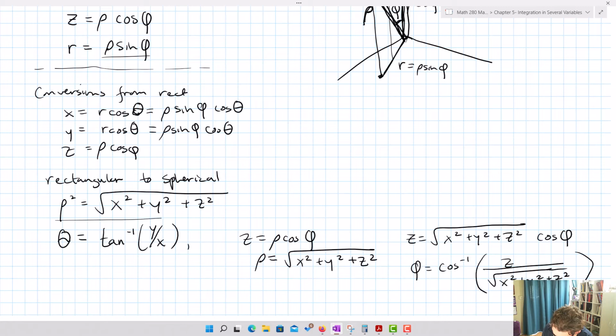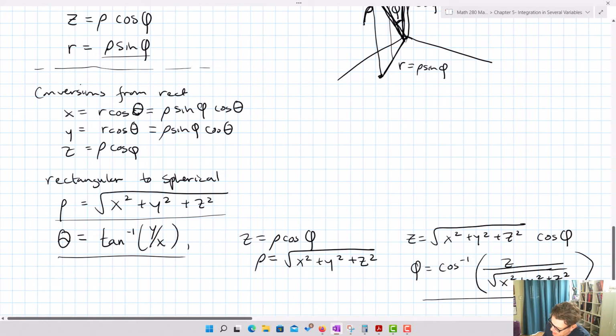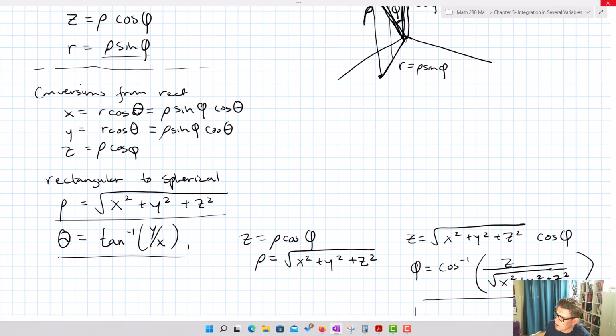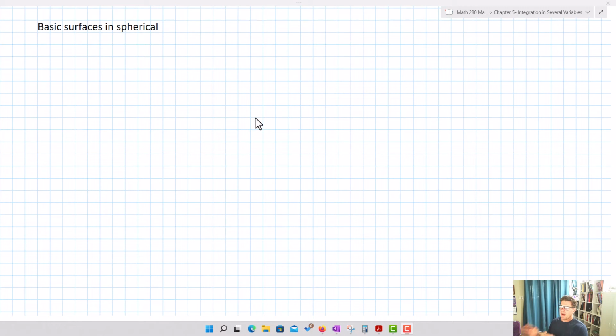So we got rho is equal to the square root of x squared plus y squared plus z squared. Theta is just like it was in polar, tan inverse of y over x. And phi is equal to cosine inverse of z over the square root of x squared plus y squared plus z squared. So now let's think about basic surfaces.